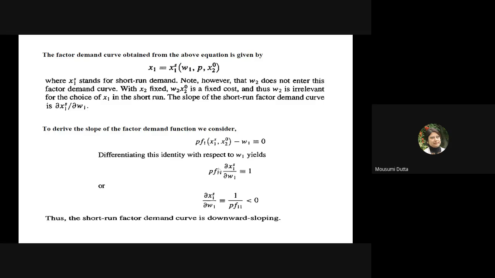So if you have pen and paper, would you please write down the optimum profit equation first? The profit equation will be p f(x1S, x2 naught) minus w1 x1S minus w2 x2 naught.